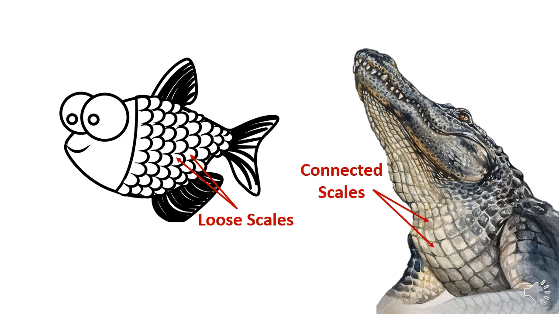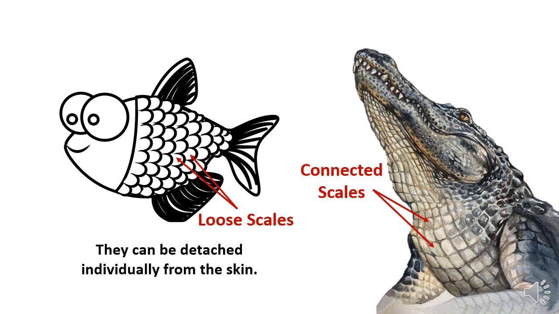What do we mean by loose? We mean that they can be detached individually from the skin, while the alligator or any reptile has connected scales, and they are connected from all the sides of this scale. So you cannot detach it easily.